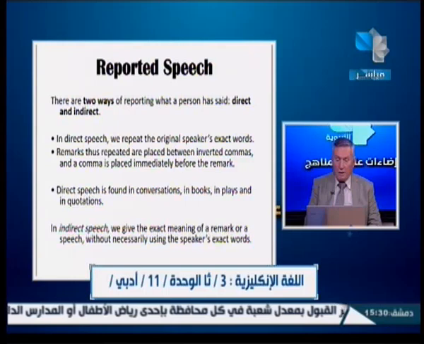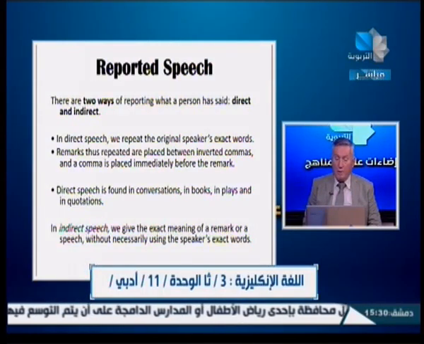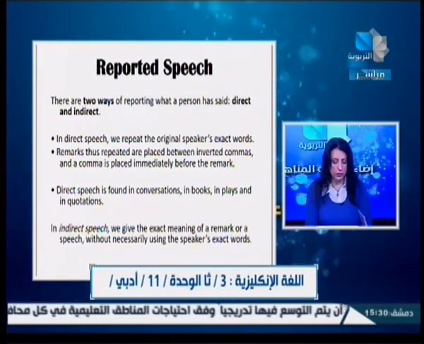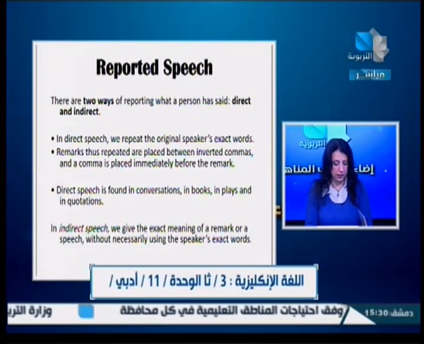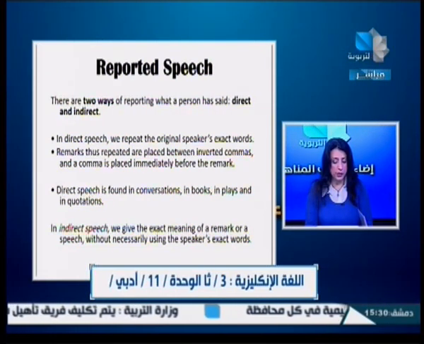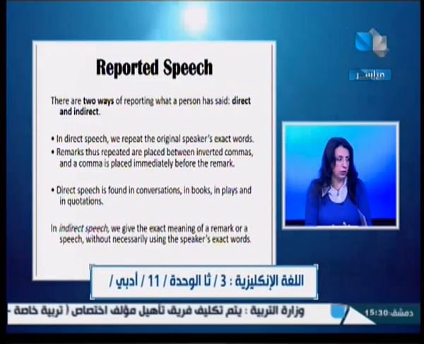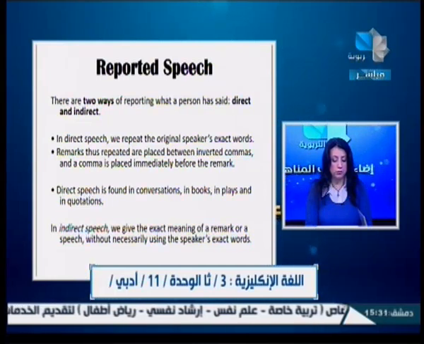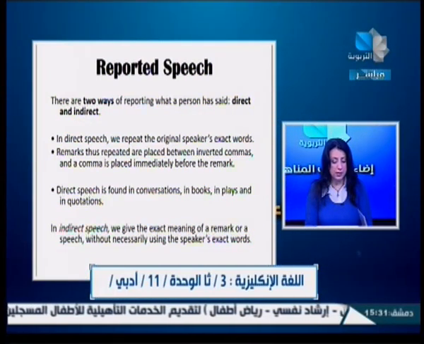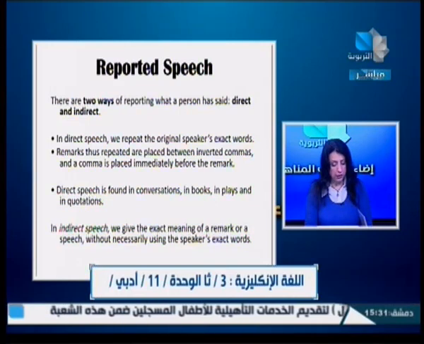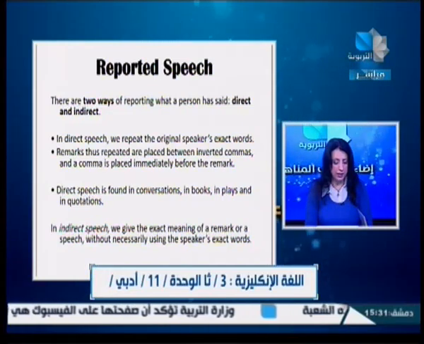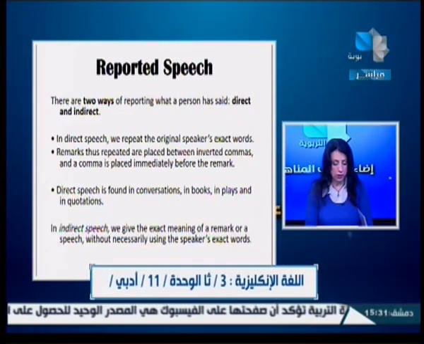Well, let's continue. We mentioned it without reading. Would you like to read it? Yes, there are two ways of reporting what a person has said: direct and indirect. In direct speech, we repeat the original speaker's exact words. So when we have quotation marks, we repeat the exact words, we change nothing. The remarks thus repeated are placed between inverted commas, and a comma is placed immediately before the remark. Direct speech is found in conversation, in books, in plays, and quotations. In indirect speech, we give the exact meaning of the remark or speech without necessarily using the speaker's exact words.